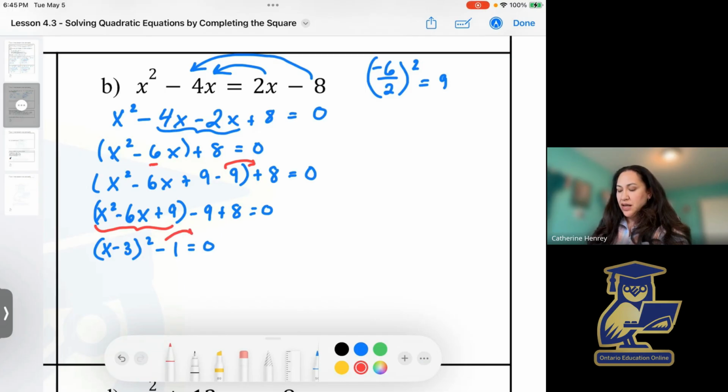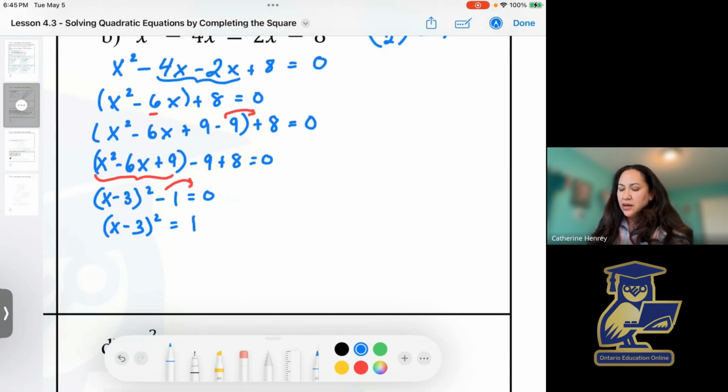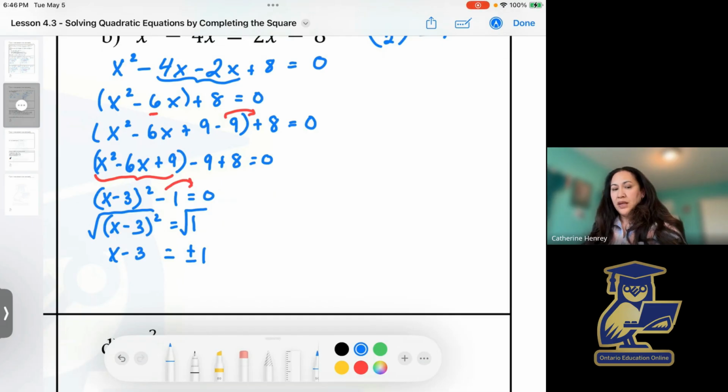So I'm going to move this negative 1 over, and I will have (x minus 3) squared equals positive 1. Now to undo this, we have to take the square root. So we take the square root of each side, and on the left I'll have x minus 3. And on the right, remember, we have to have a plus and a minus 1, because negative 1 squared would equal 1, and positive 1 squared is also going to equal 1. So we have two situations here.